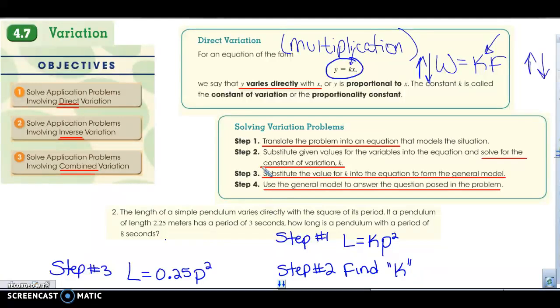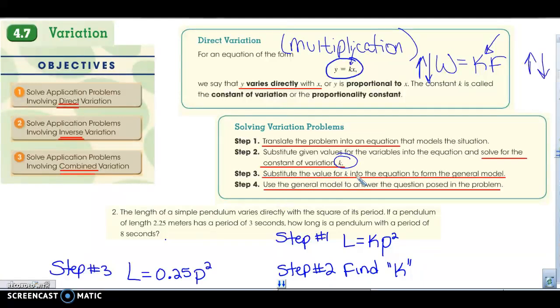So here are the steps that we're going to follow. Translate the problem into an equation. So we're going to read the statements that they give us and translate it into an equation. We're going to then substitute the values that they give us so that we can solve for k. So that's going to be the first thing we want to find once we have our equation. Find that constant rate of variation.